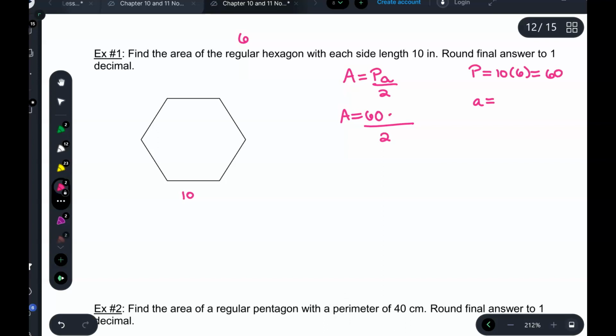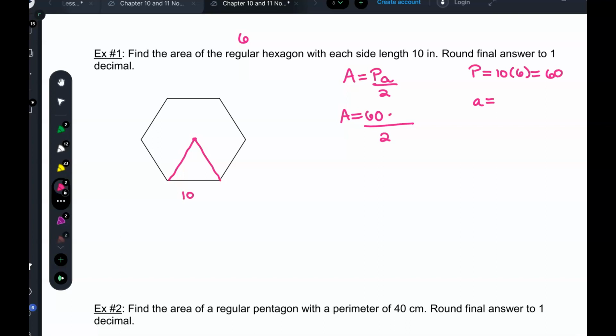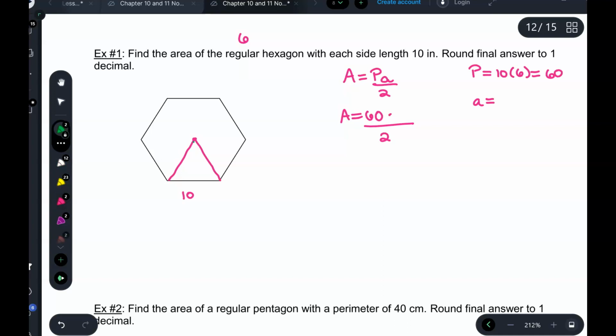So first thing I'm going to do, let's go ahead and put a center point. I am going to draw to each of the vertices. Now I could have drawn any triangle, right? And they would be the same. What I want to do is figure out what special right triangle this is.